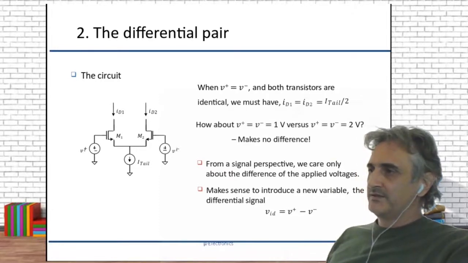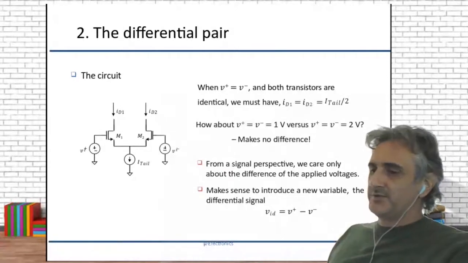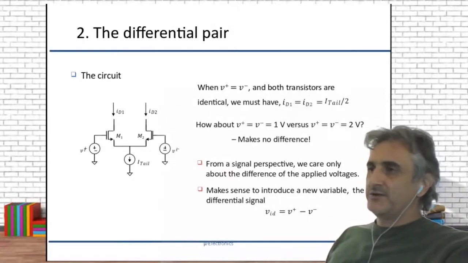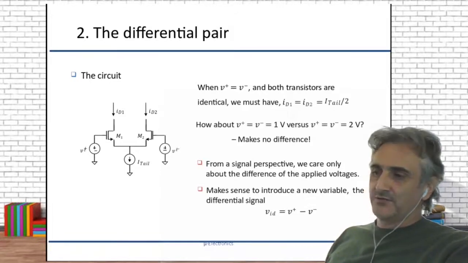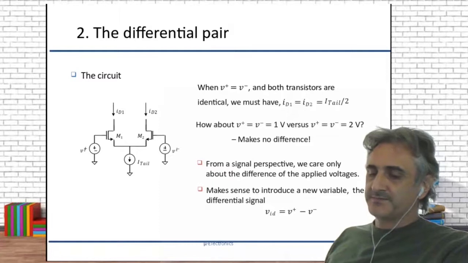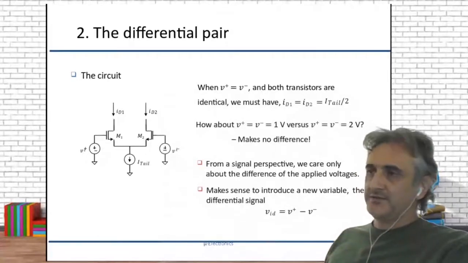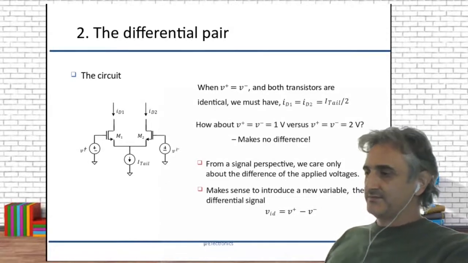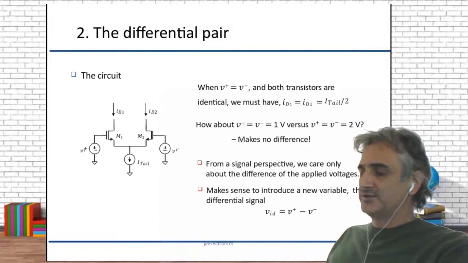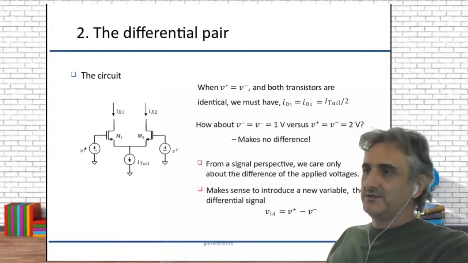It's just the difference between two signals, and from this point of view, it makes no difference if they are both at 1, 2, 3, or 4 volts, because the important value is always the difference between them. And when we have an ideal current source, this is what it is. The absolute value is not important. The only thing important is the difference of value.